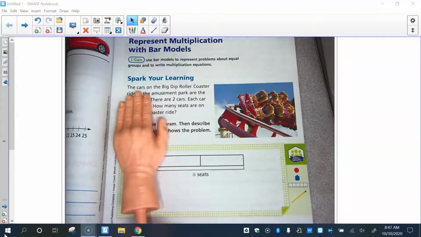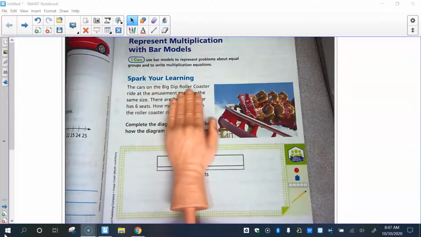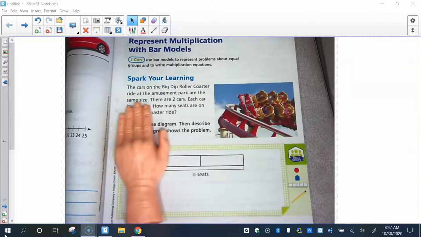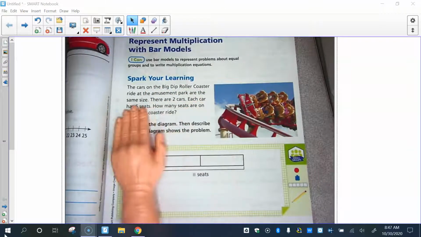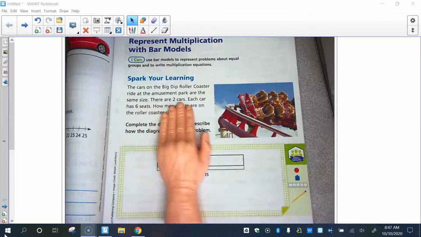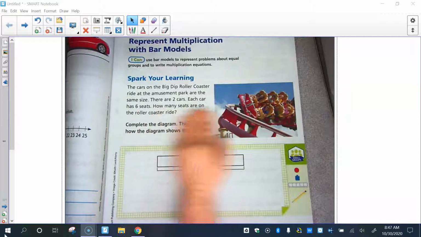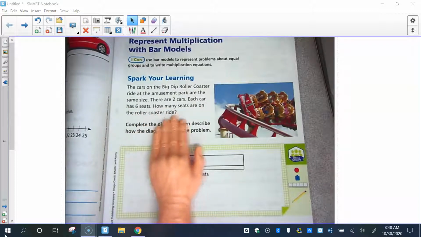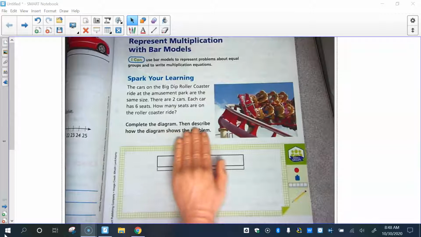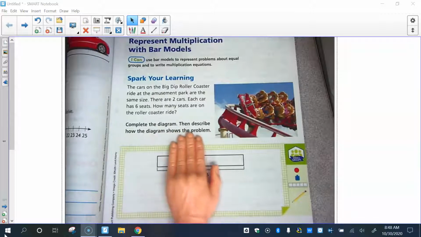Follow along with me. The cars on the Big Dip roller coaster ride at the amusement park are the same size. There are 2 cars. Each car has 6 seats. How many seats are on the roller coaster ride? So we're going to complete the diagram, then describe how the diagram shows the problem.